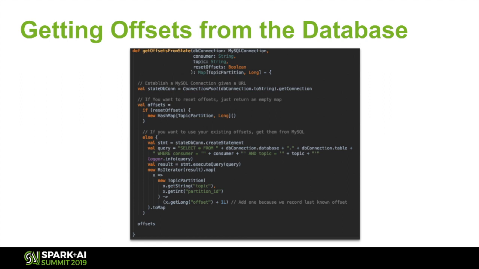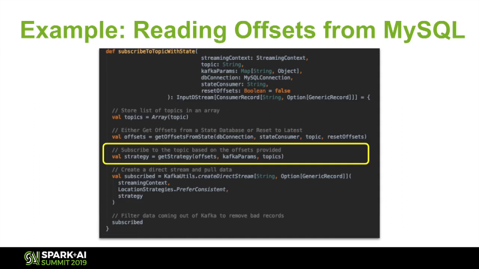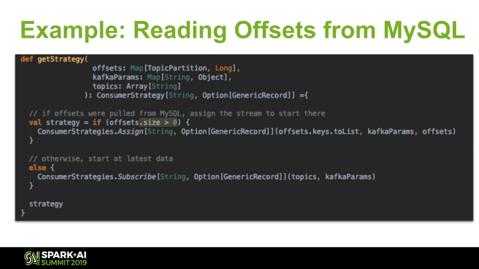So we just do some stuff to kind of prettify it, put it in that map, go back to where we subscribe, and you generate a strategy. And this is all you have to do to tell your topic, or tell your app where to pick up within the topic.